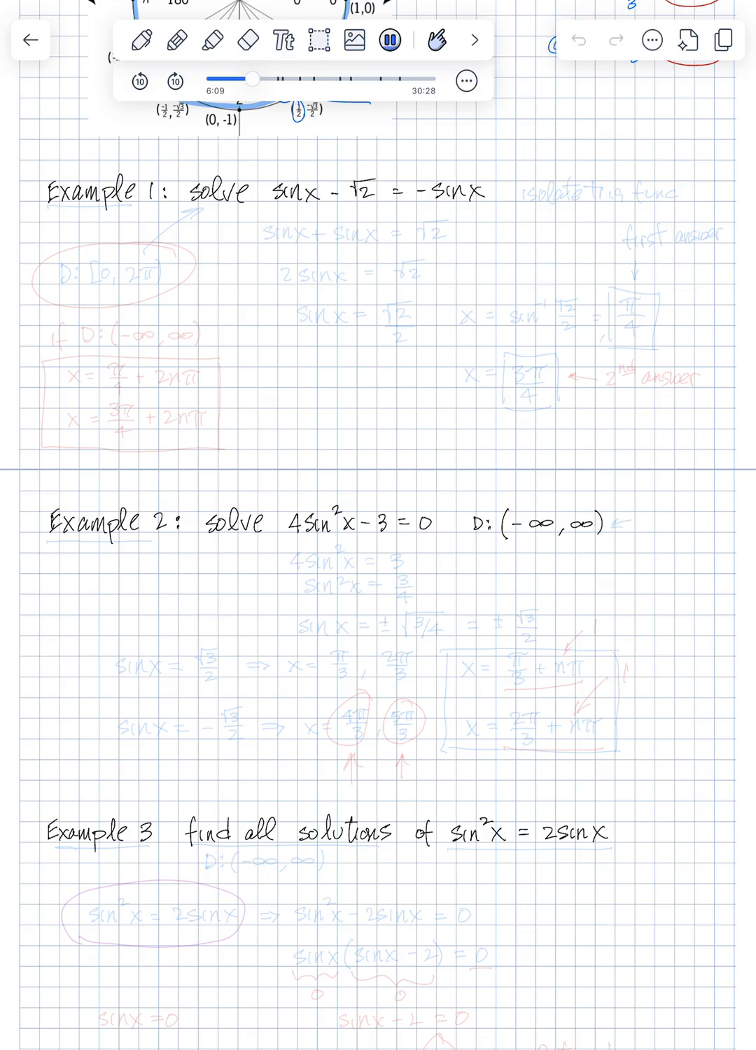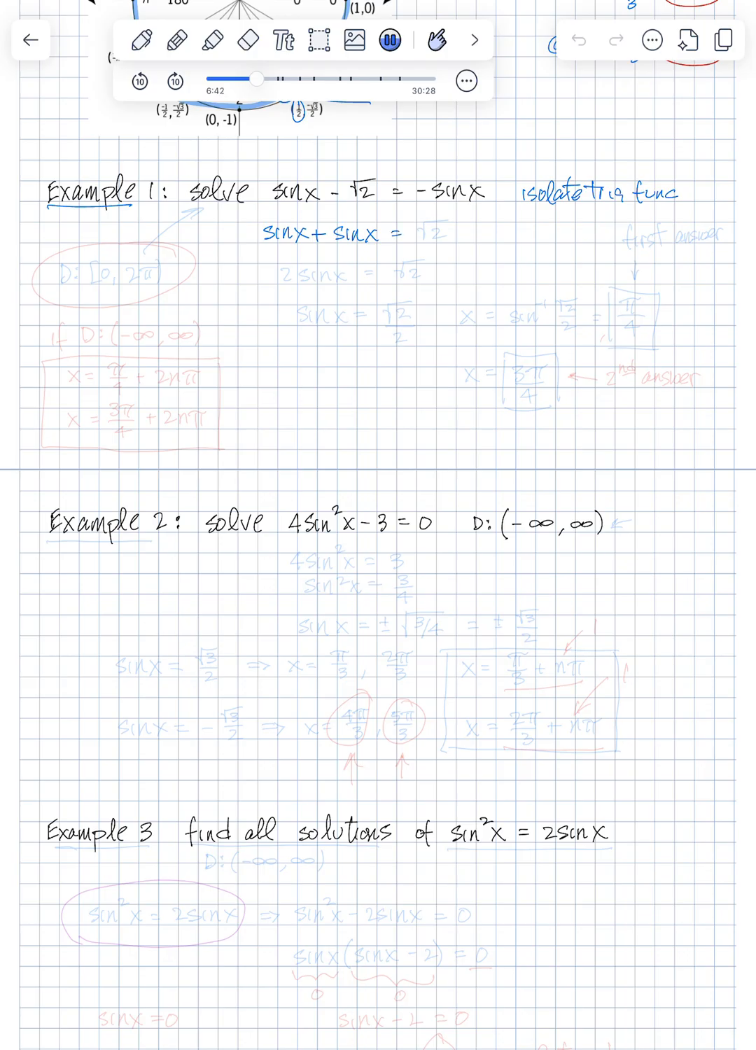Okay, so let's look at our first example. Solve sine x minus square root of 2 equals negative sine x. So remember, we want to isolate the trig function, which means get them all on one side. So we're going to add sine x to both sides, and then we'll add square root of 2 to both sides. So we're going to end up with sine x plus sine x.